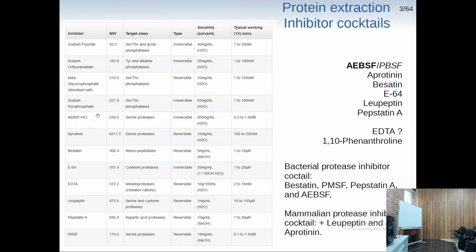Of course you don't need all of them at once, because some of them have almost the same way of action. For instance, ABSF and PMSF block the same proteases, and you can use either of them. But there is, as always, some catch. ABSF is better, it's not toxic, it's, as you can see, water soluble, it doesn't degrade like PMSF, which degrades in water in, let's say, some hours.